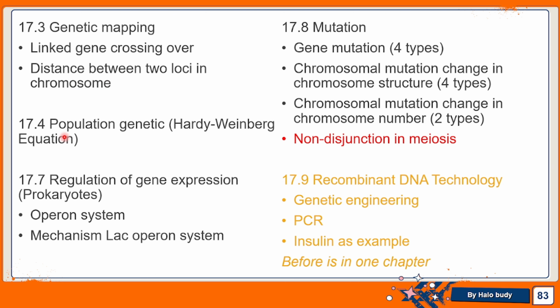And then this one, population genetics, is a calculation question. Another calculation question. So there are 3 chapters that have calculation questions. This is another calculation question: the Hardy-Weinberg equation.